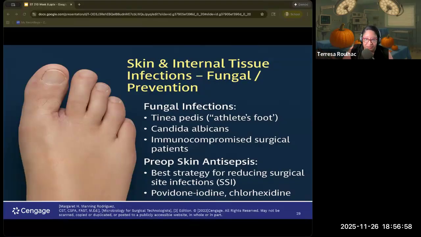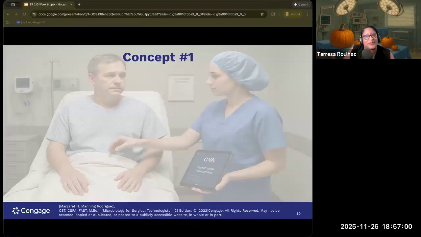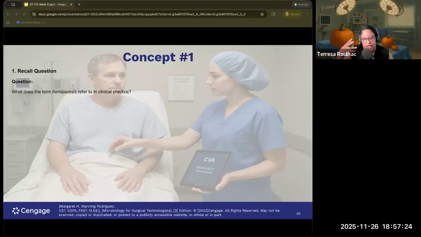All right. Now, the last thing we're going to do is talk about our recall, application, and analysis concept that you will potentially see this week if you haven't already taken your knowledge check and your quiz. So, first concept is going to be recall. What does the term hemiparesis refer to in clinical practice? Kind of think about it in your mind, picture what the options could potentially be.